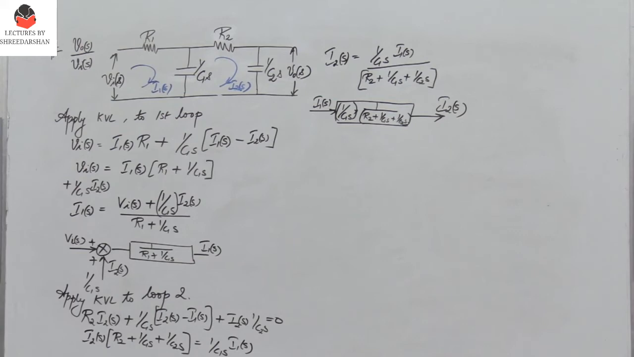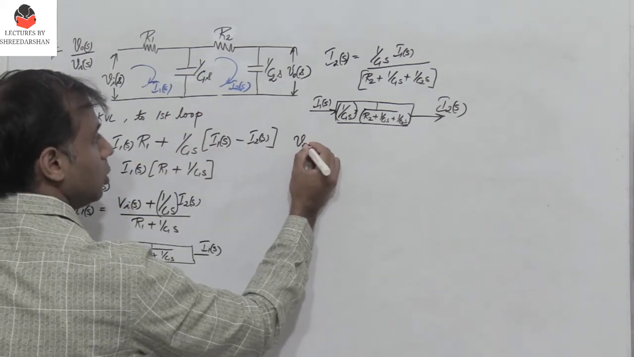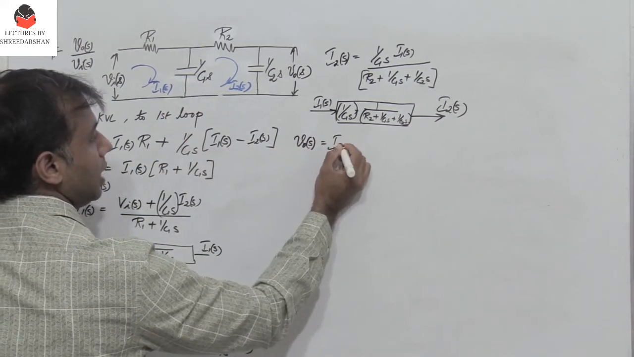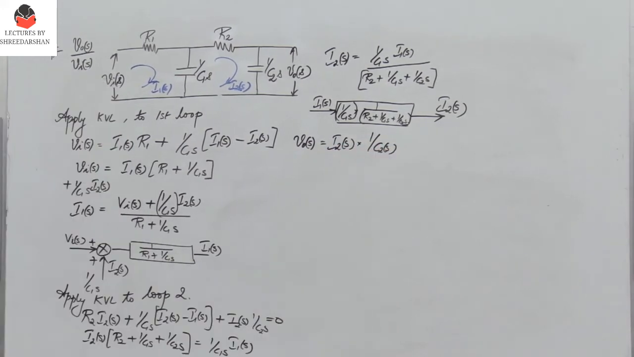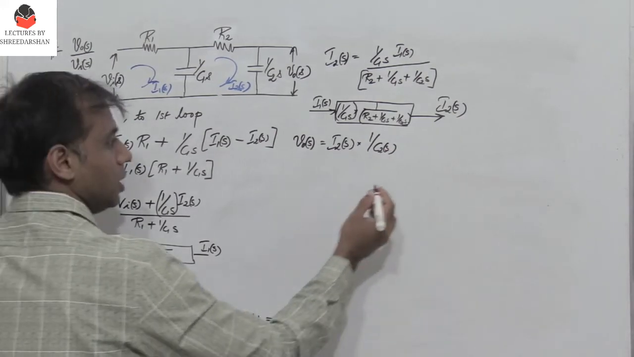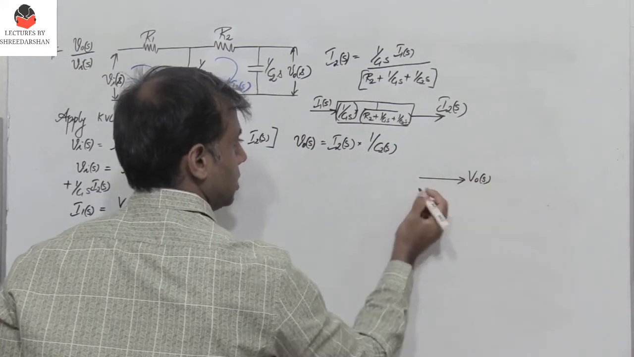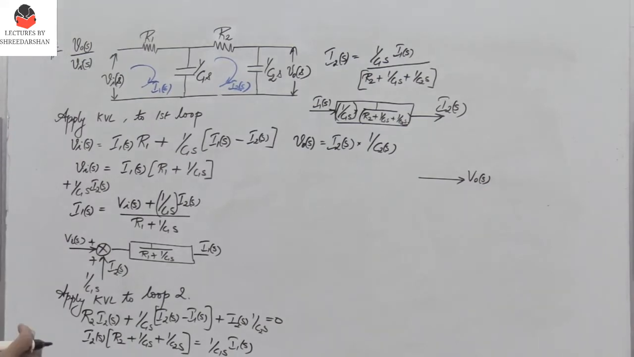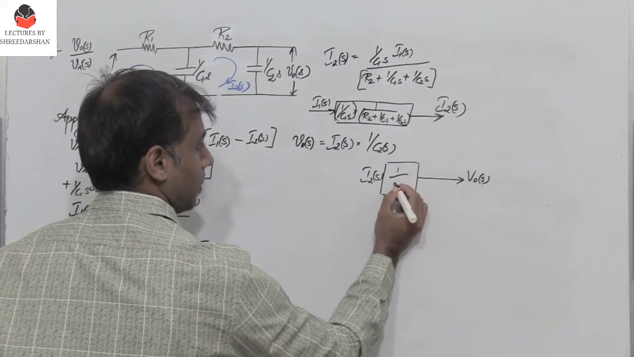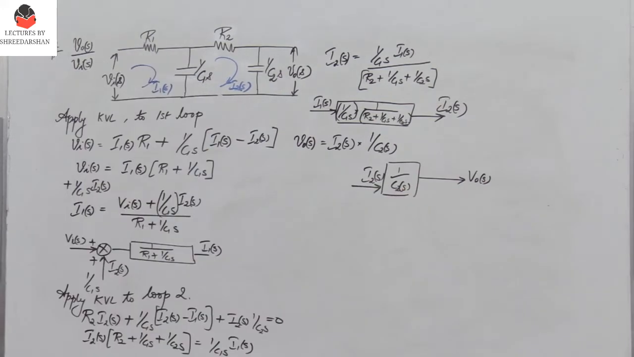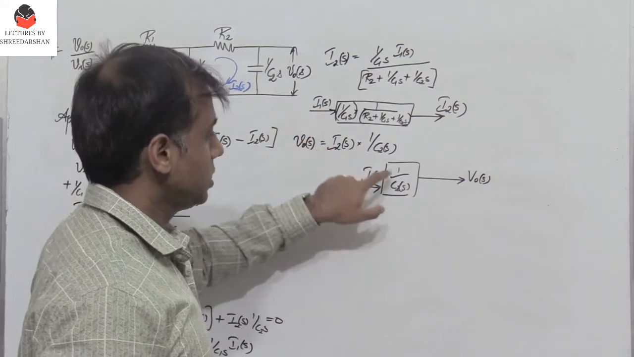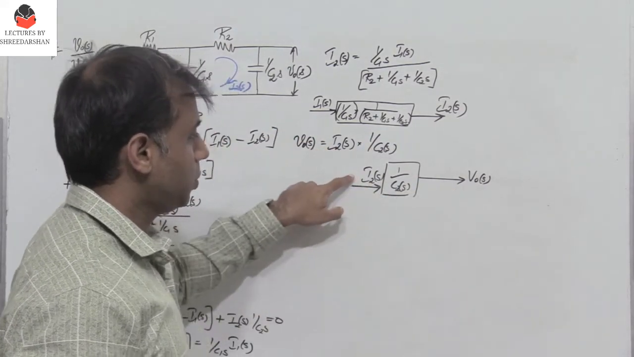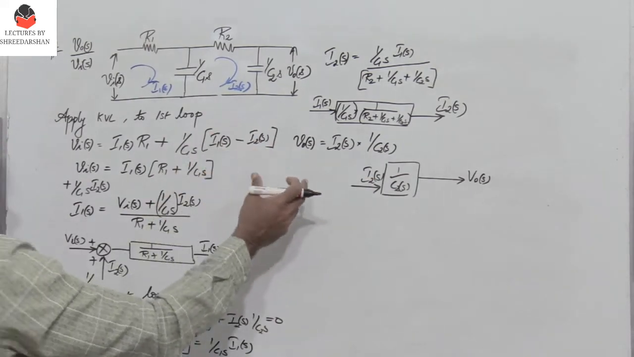So finally, I have the final expression. V naught of s is I2 of s into 1 by C2s. So now let me combine all three of them. Here I have I2 as output and the input is I1 of s. Here the output is V naught of s and the input is I2 of s. So let me combine these.